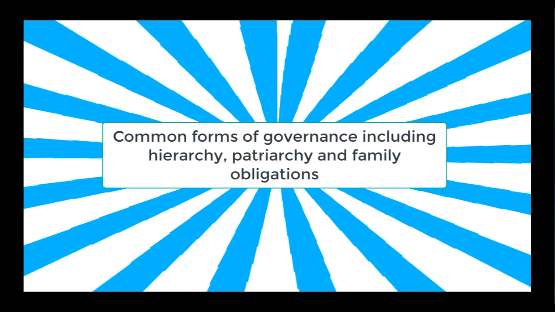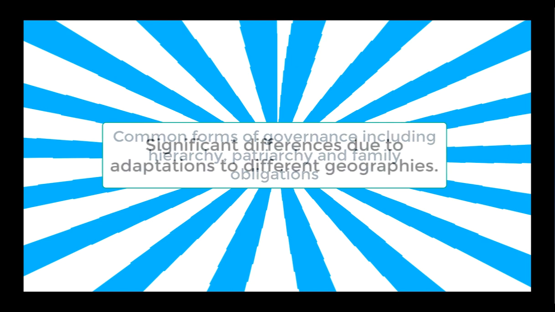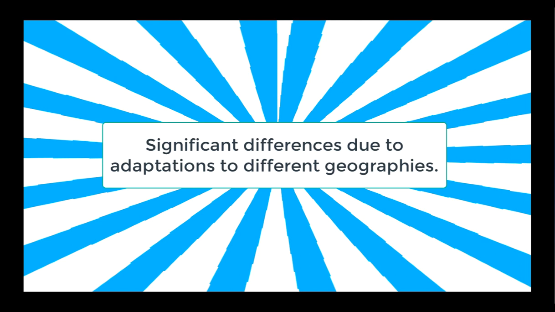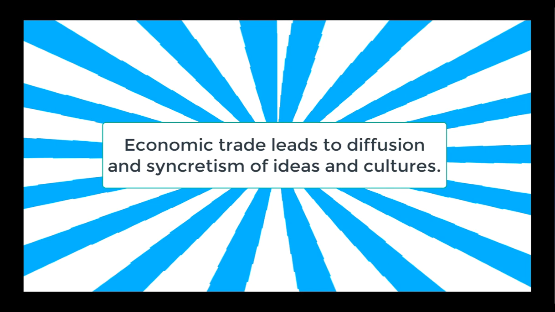Okay, what are our takeaways here? Number one, there were common forms of political organization and governance across all these cultures, including hierarchy, patriarchy, and family obligations. Number two, there are significant differences due to adapting to geography and local cultures. East Asia is about filial piety. Middle East is about monotheism. Southeast Asia was about trade and diffusion. Mesoamerica about adapting to difficult desert environments. Africa was at the center of trade. And Europe was dealing with the fall of the Roman Empire. And number three, last off, economic trade leads to two really big things: diffusion and syncretism. That happens for both goods and ideas.